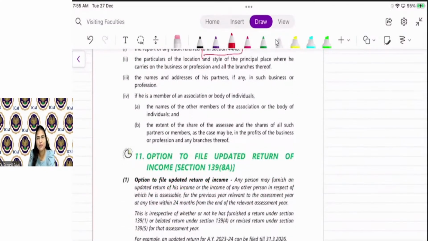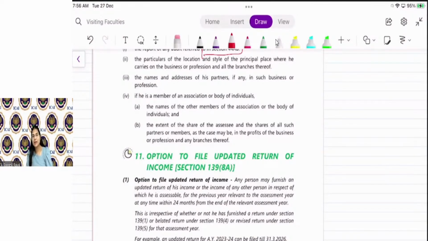The share of profit, the share of profit in case of AOP, BOI, etc. Clear, everyone?